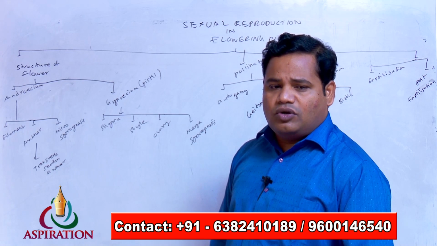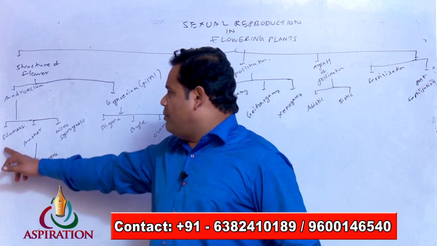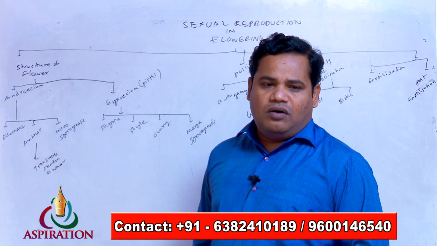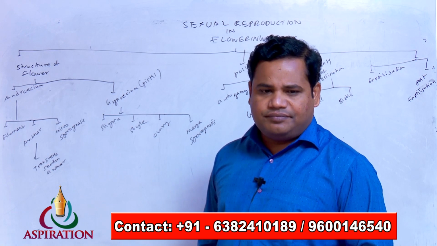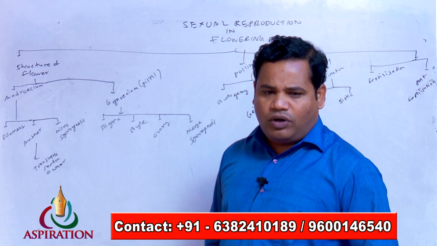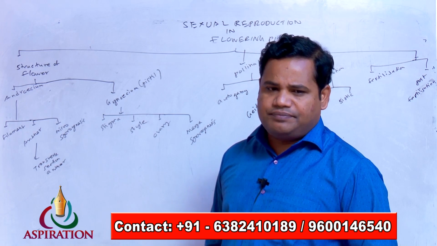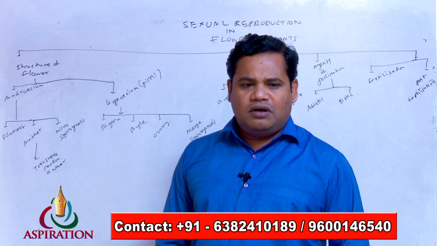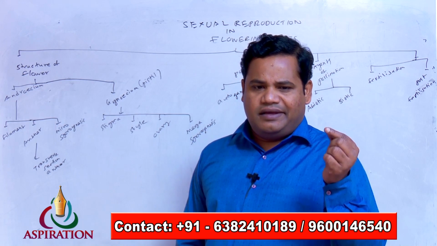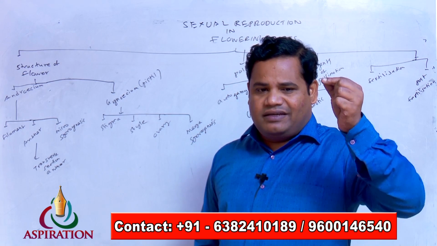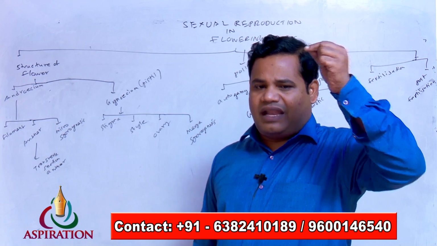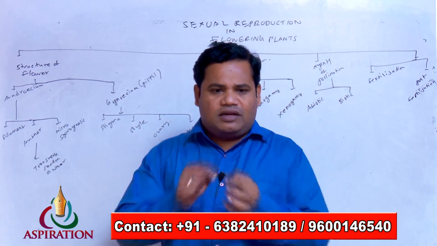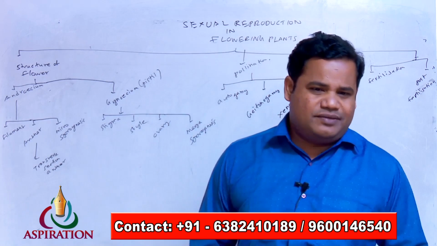and stamen has two structures. One is filament and anther. This filament and anther is a very important structure for the male part, androecium. The filament normally, we can say its proximal end is attached with the thalamus or petals of the flower. It is generally a long and slender stalk.